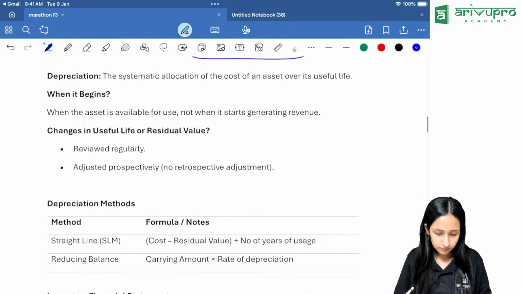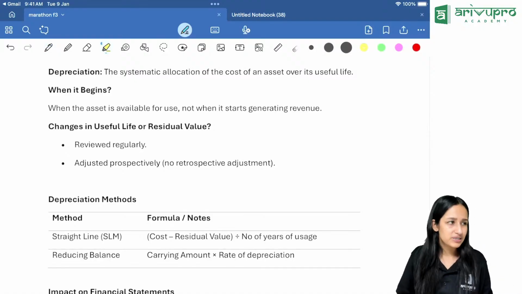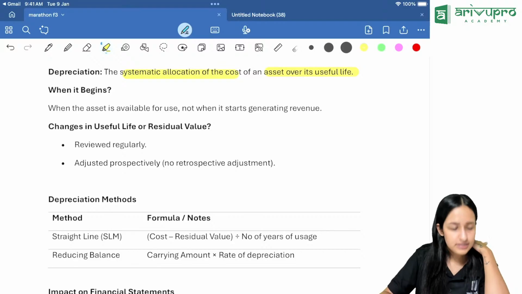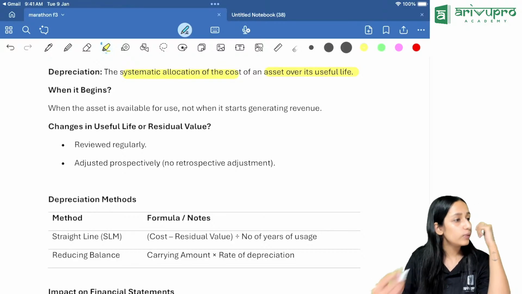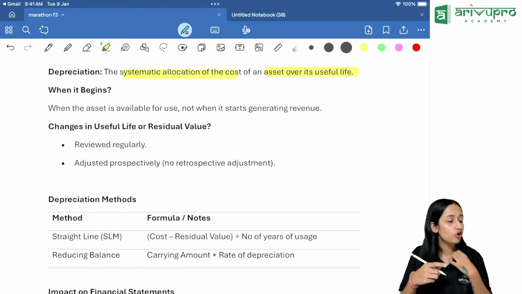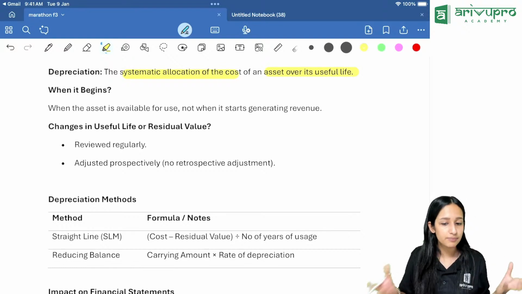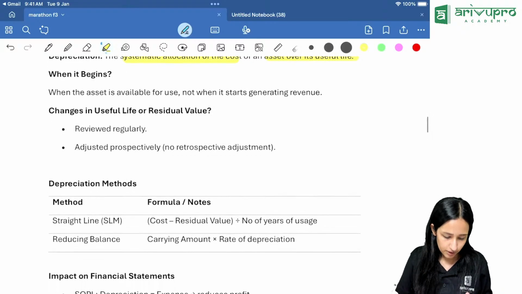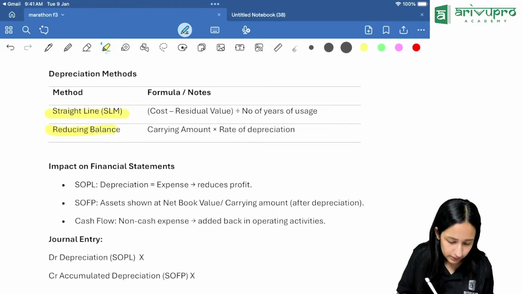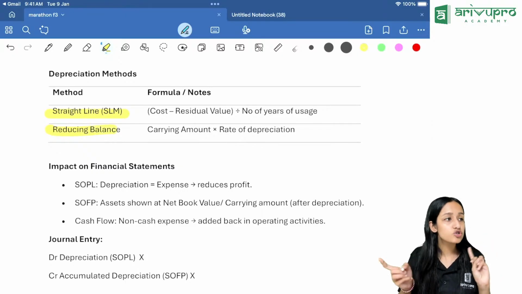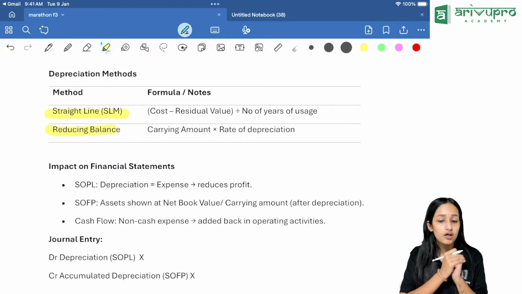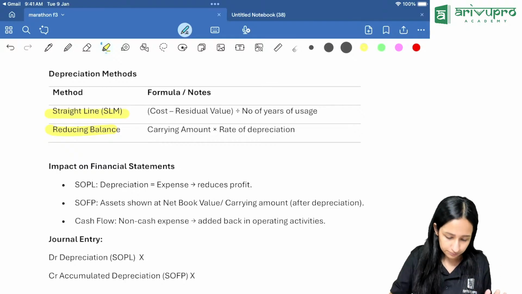Okay. Now, again, we'll learn about depreciation. Very simple topic. Depreciation is a systematic allocation of cost of an asset over its useful life. Okay. When does depreciation begin? Not when we are making revenue out of the asset, but when we start using it itself. Okay, depreciation methods. We'll be learning two types of depreciation methods. You could be asked to do sums with regards to how much is the depreciation, etc. Okay, solve a lot of exam kit questions.